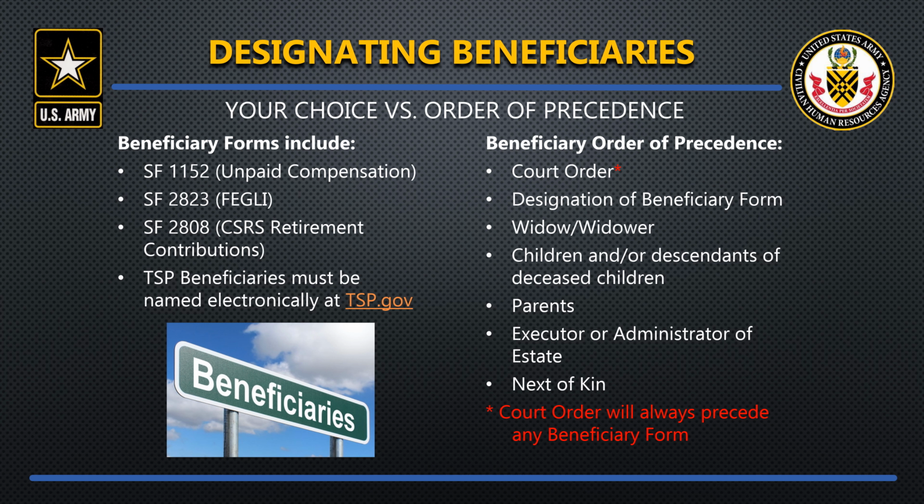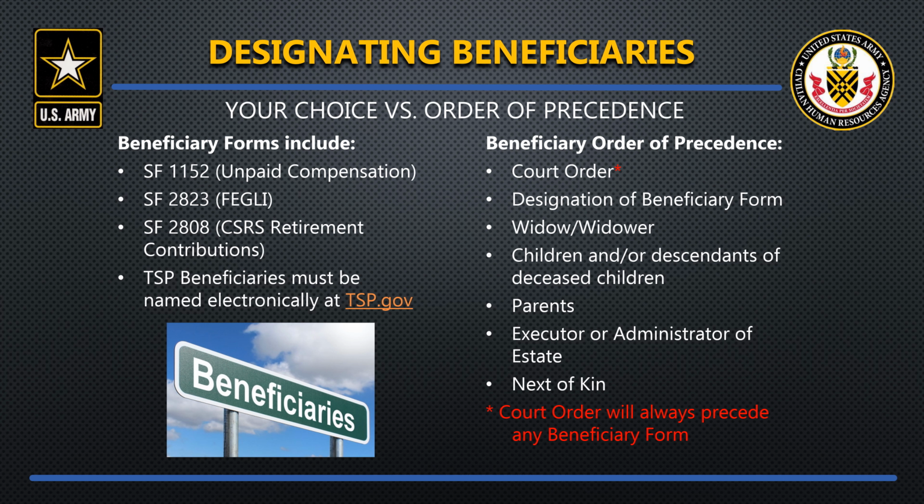The standard Form 1152 for unpaid compensation pertains to your final paycheck and any unpaid annual leave you may have at the time of your passing. Once you pass away, all payments stop and the unpaid compensation is paid out to your designated beneficiaries or follows the order of precedence for payment. The standard Form 2823 is to determine who receives your federal employee group life insurance, and the standard Form 3102 pertains to who receives your FERS retirement contributions.